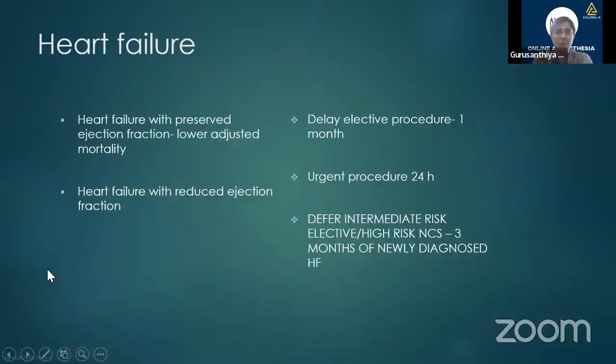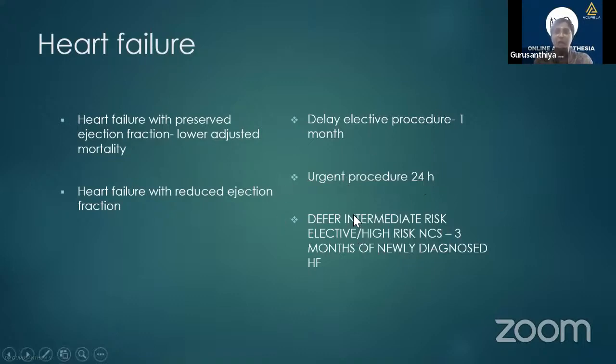Coming on to the next subset, heart failure. So heart failure can be with preserved ejection fraction. These patients actually have a lower adjusted mortality than the patients who have heart failure with reduced ejection fraction. In patients who have heart failure, you delay any elective procedure for at least 1 month. If it's an urgent procedure like an intestinal obstruction or a hip fracture, then you delay the procedure for at least 24 hours if it is feasible.